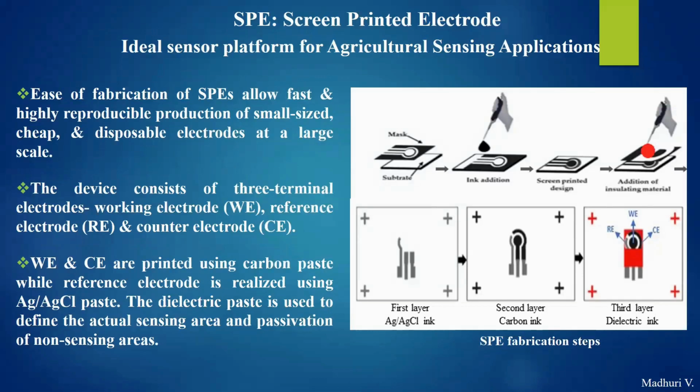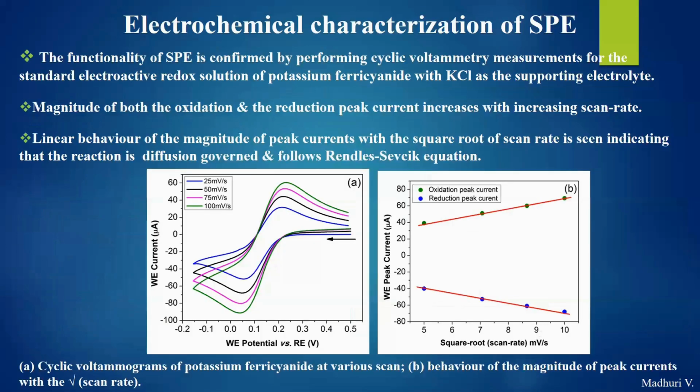Screen printed electrodes are serving as an ideal sensor platform for agricultural sensing applications. The advantages of using screen printed electrodes are the ease of fabrication, and you can also reproduce them at a faster pace. Small size electrodes are possible to be printed, and we can also have disposable electrodes, making it very user friendly. The device which was utilized for this work is a three terminal electrode: working, reference and counter electrode, where the working and the counter electrodes were just a carbon paste, while the reference electrode utilized was an Ag/AgCl paste. They were screen printed as shown in the fabrication steps in the image.